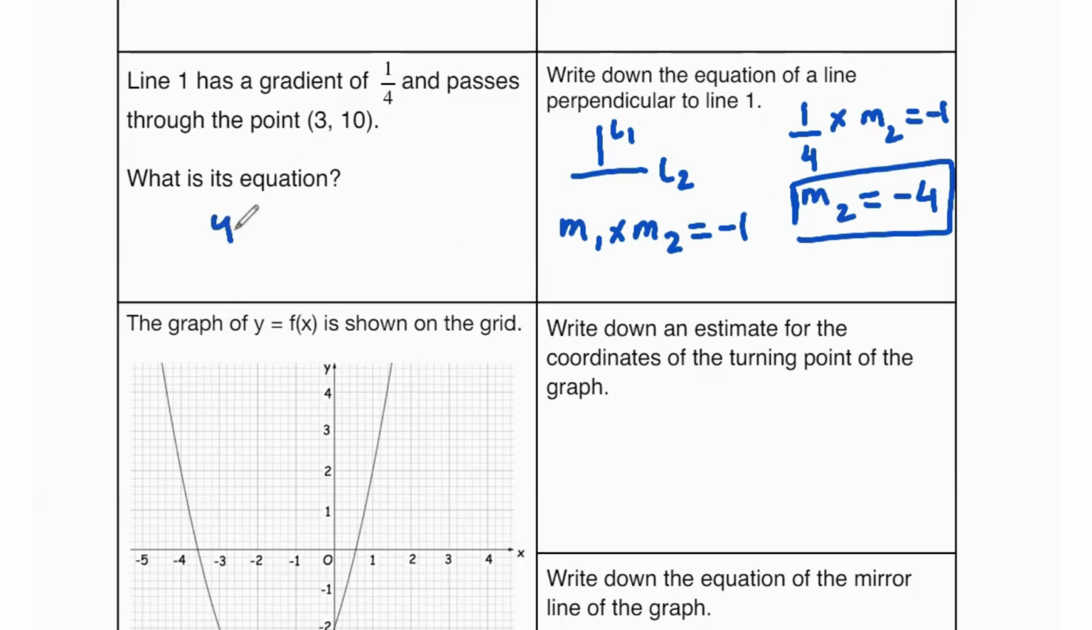So our equation can be y equals -4x plus anything. Now your y-intercept can be any number. There's no restriction on that. The restriction is on the gradient. So we can say y equals -4x plus 1. That can be the line.